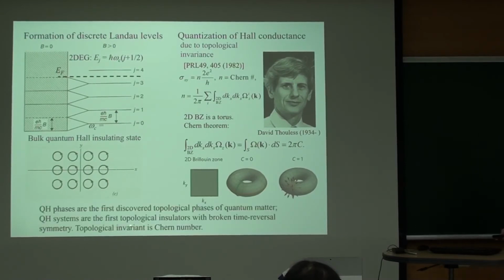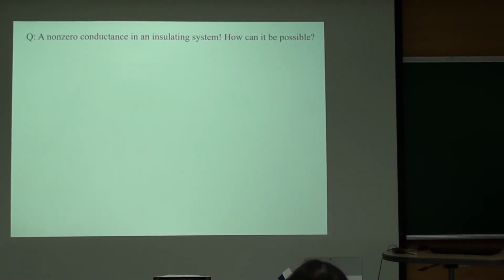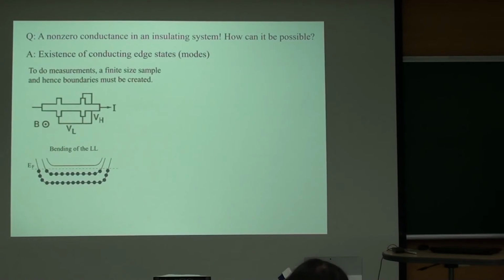In that sense, the quantum Hall effect is the first topological phase people discovered, not the current topological materials. Now the question is, you have an insulator, but it's conducting as well. How can you resolve this conflict? As a physicist, you know that this kind of ideal two-dimensional system does not exist when you want to do a measurement. So if you want to do a measurement, you have to make a sample. When you make a sample, you create edges.